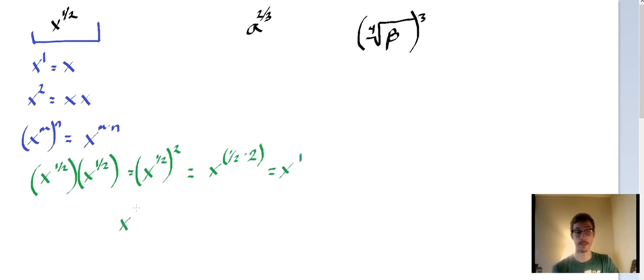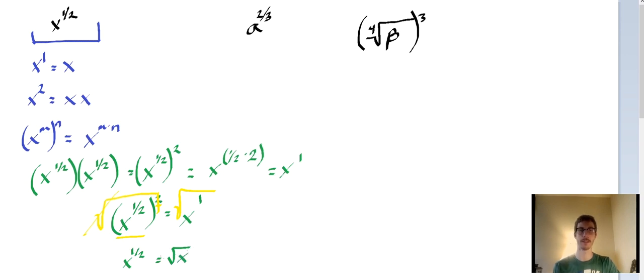Now let's take two different parts of that. We'll take our x to the 1/2 squared is equal to x to the 1. And if I wanted to get rid of this square right here to get just the value inside the parentheses, I've got to undo it. I'll just take the square root of both sides. These knock each other out, and what I get is x to the 1/2 is equal to the square root of x. So there you go. X to the 1/2 is the same thing as the square root.